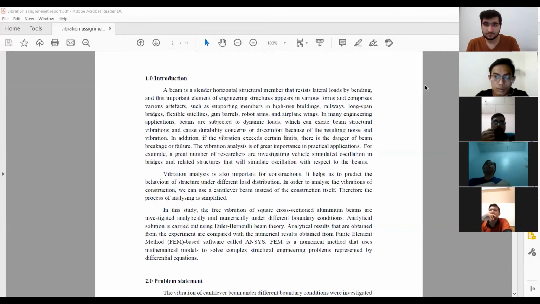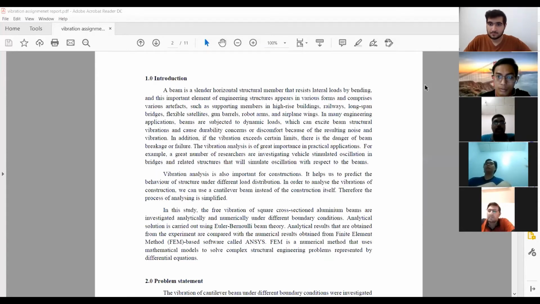So for our study, the free vibration of square cross-section aluminium beams is investigated analytically and also numerically under different boundary conditions. The analytical solution is carried out by using Euler-Bernoulli beam theory. The analytical results obtained are compared with the numerical results from the FEM-based software called ANSYS.